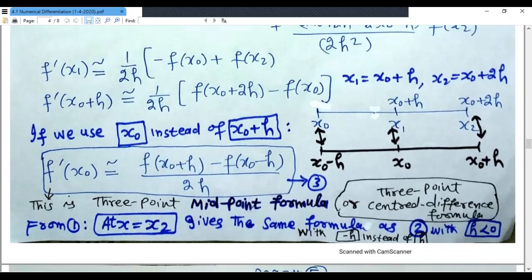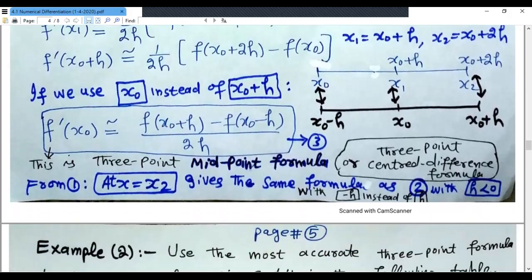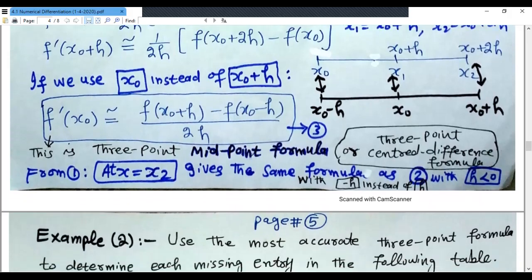Therefore, this formula now becomes f dash of x naught approximately equal to f of x naught plus h minus f of x naught minus h divided by 2h. And this is called the 3-point midpoint formula.